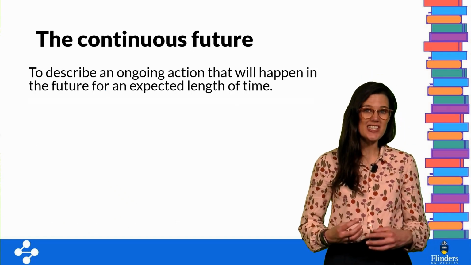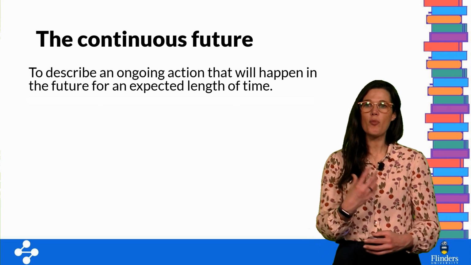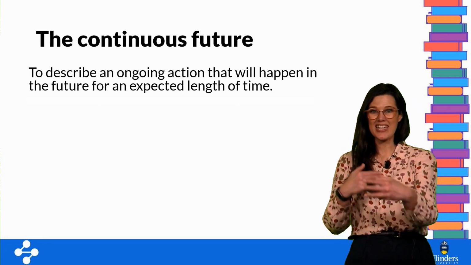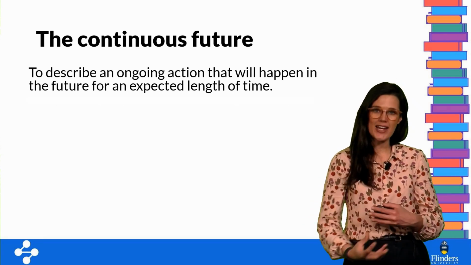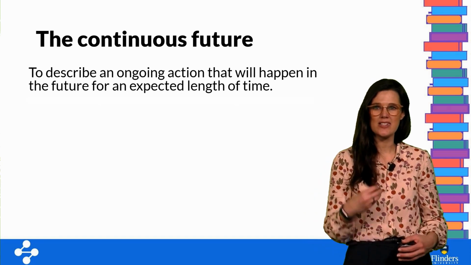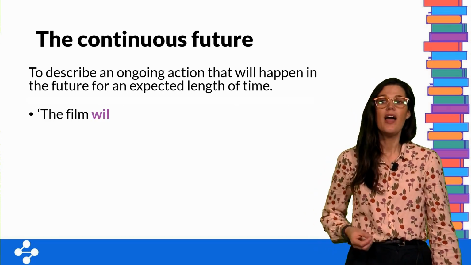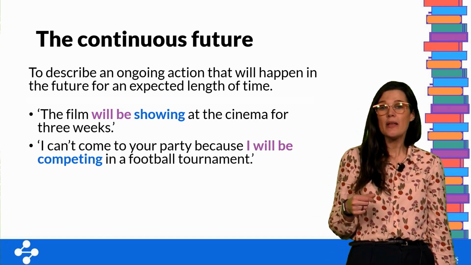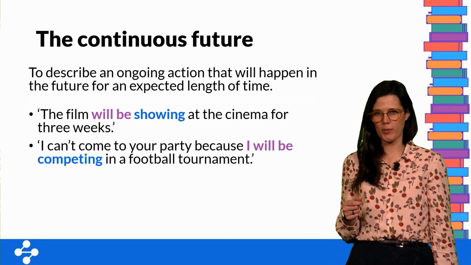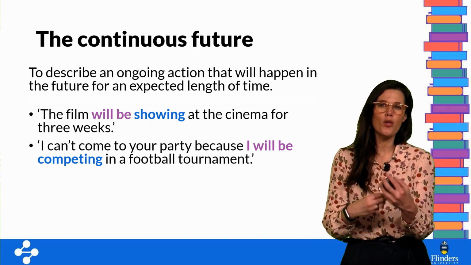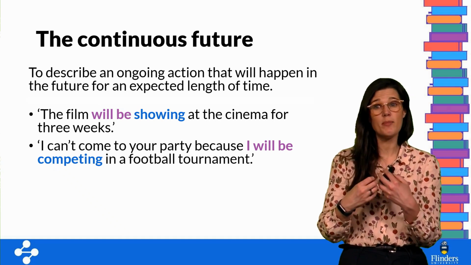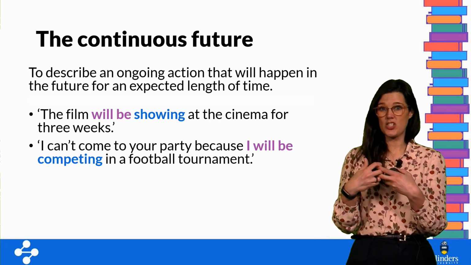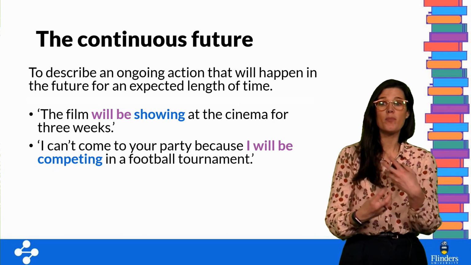Now the continuous future describes an ongoing action that will happen in the future for an expected length of time. Remember, the continuous is all about that duration, something in progress, something that is not necessarily complete. So the film will be showing at the cinema for 3 weeks, or I can't come to your party because I will be competing in a football tournament. So remember, the process or the relationship between the two actions in time is what is really important here. It's about showing how these two things are connected to each other, or really emphasizing that duration.